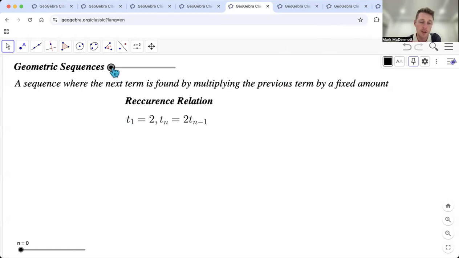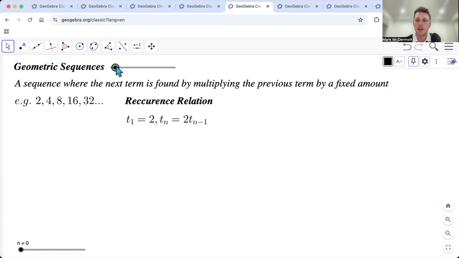So I encourage you to think about what that sequence would be. But I think you would agree you would get something like this. 2 is your first term, and then the next term is generated by multiplying that by 2. So it's going to go 2, 4, 8, 16, 32, and so on, right? Okay, so that's the recurrence relation.